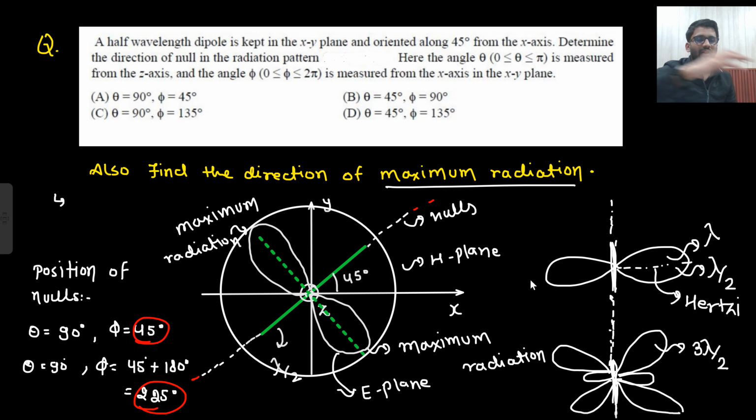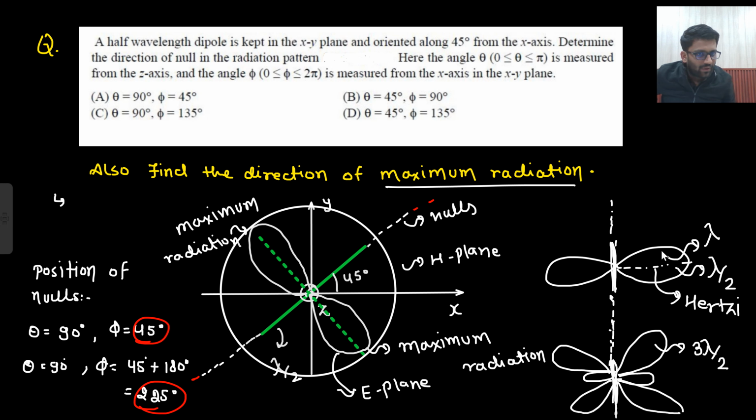Then at theta equals 45 degree, in that manner I could have framed the option. Okay, so always remember nulls means 0. Along the axis you will always get 0, and perpendicular you will get the maxima. But that is there for lambda by 2 only, for Hertzian only.